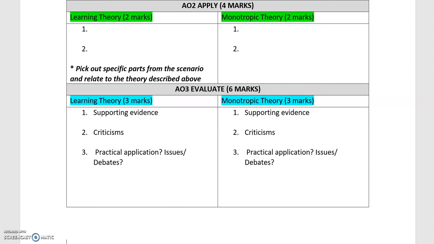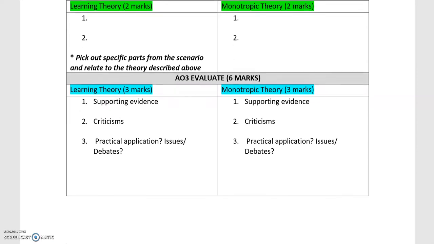It doesn't have to be the same for each one. You can bring in 2 supports and 1 criticism for learning theory, and then 2 criticisms, a practical application, and an issue debate for monotropic. It doesn't really matter what it is, as long as you've got 3 bits of information. So if you can do all of that, that's going to get you your 16 marks. So there's a lot to do.